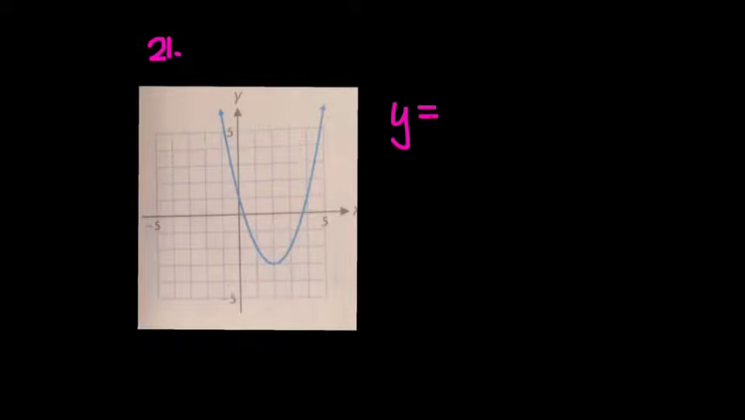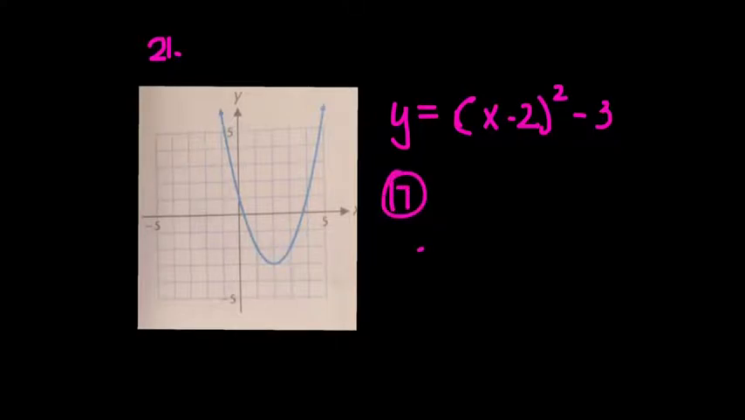The horizontal shift of 2 units to the right, again, is x minus 2, quantity squared, and then 3 units down would be minus 3. If I want to match this up with a function in my book, then that would be number 17, which is m of x equals x minus 2, quantity squared, minus 3.